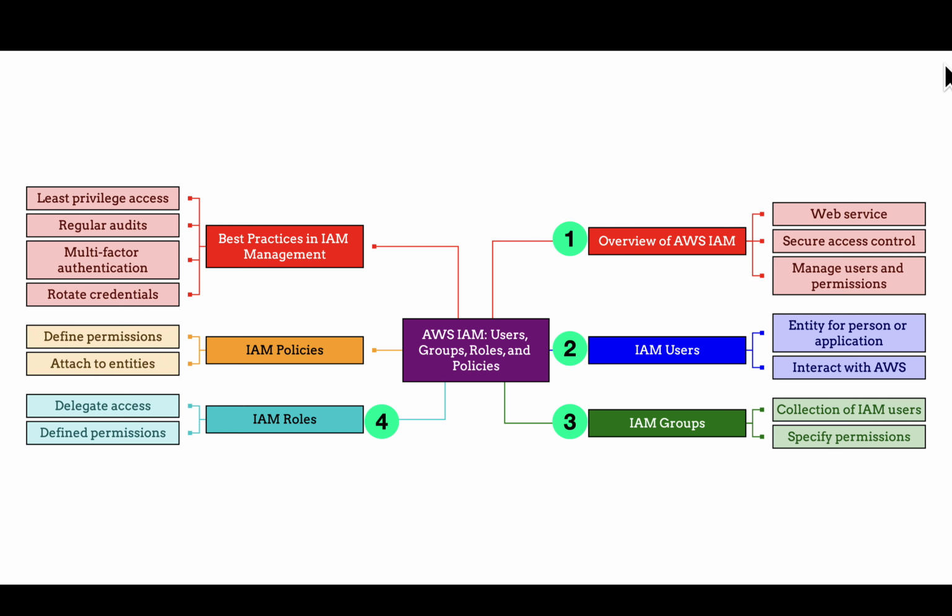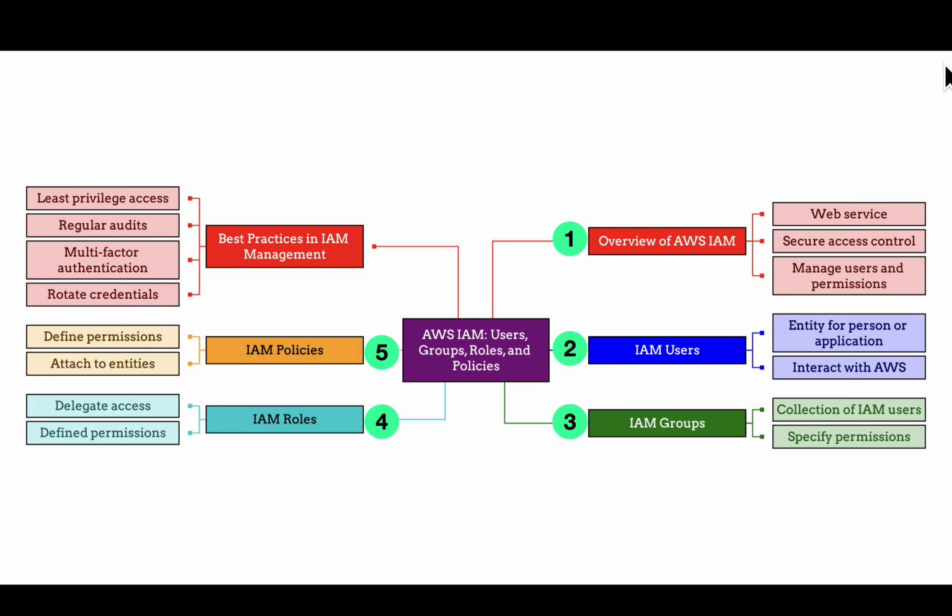4. IAM Roles. IAM roles are a way to delegate access with defined permissions to trusted entities without sharing access keys. Roles can be assumed by anyone who needs them, including IAM users from the same AWS account, different accounts, or even by AWS services themselves.